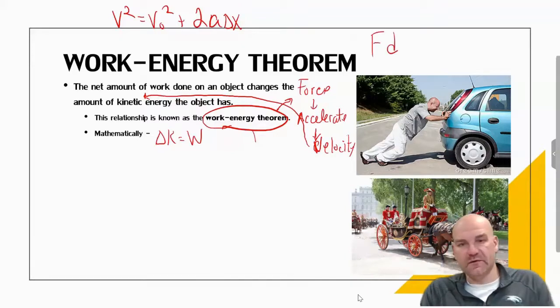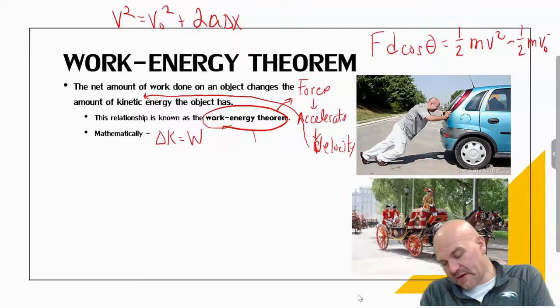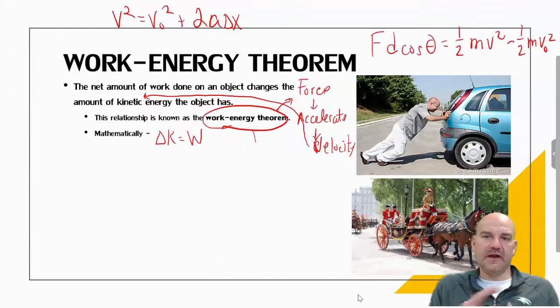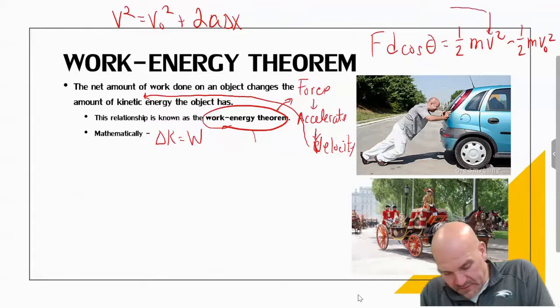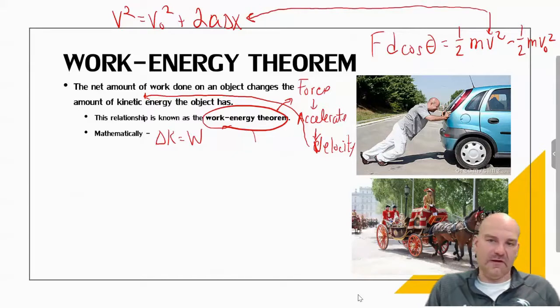So work, force times distance, and you can throw the cosine theta in there, is equal to 1/2 mass final speed squared minus 1/2 mass initial speed squared. Now I'm not going to show you the derivation, but if you go through and solve for the final velocity v, guess what I get? That equation right there.